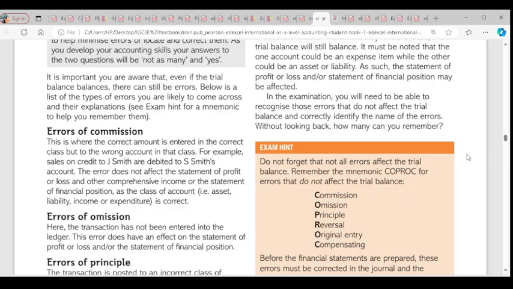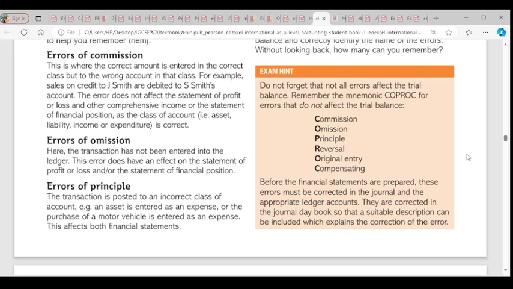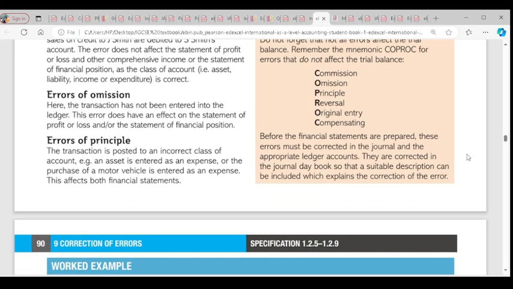We have error of omission. For error of omission, it means the transaction was not entered at all. So that means there's no debit or credit entry. There's no double entry system. So the trial balance will still balance. We have error of principle. For error of principle, the transaction is posted to an incorrect class of account. For example, an asset is entered as an expense or the opposite. Because an asset and expense are both debit entries, it will still make the trial balance balance, despite the fact that those transactions are posted in an incorrect class of accounts.